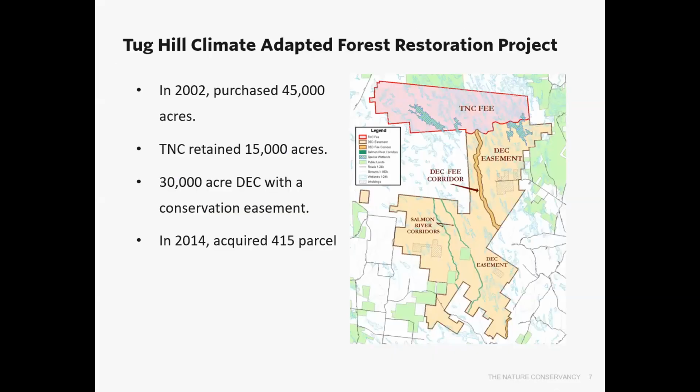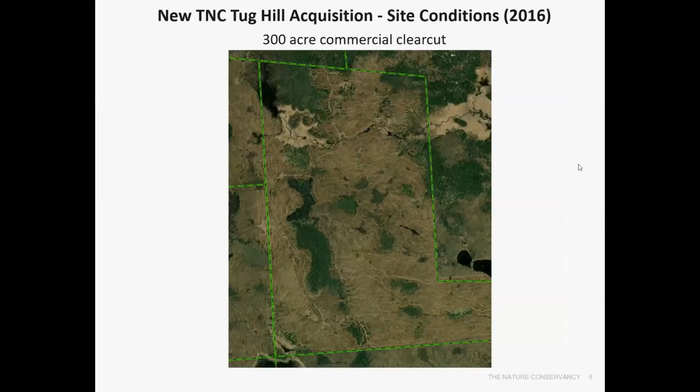So now talking about my first demonstration project, the Tug Hill Climate Adapted Forest Restoration Project. Just to give you some context, in 2002, the Nature Conservancy purchased 45,000 acres on the Tug Hill Plateau. We retained 15,000 acres, and a DEC easement was put on the other 30,000 acres. And so in 2014, we acquired an additional 400 acres, and that parcel is what I'm going to be talking about today. This map basically depicts that 400 acre new acquisition.